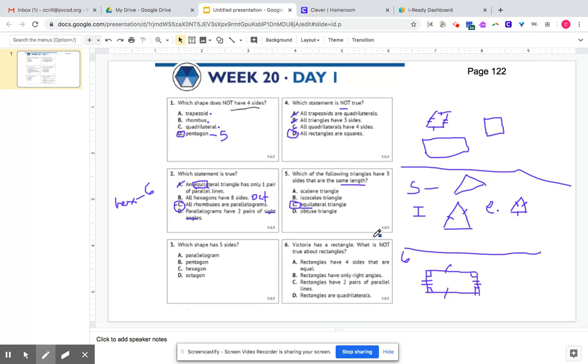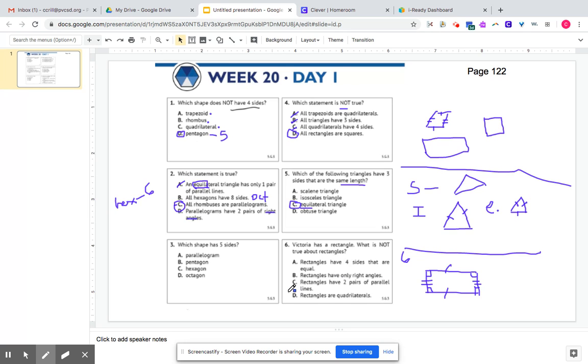Rectangles have 4 sides that are equal. This is a rectangle. It has 2 pair of sides that are equal, not 4. So we're going to cross. Actually, my bad, this says which is not true. I'm thinking this is the answer. Let's just double check. Rectangles have only 2 right angles. That's not true.